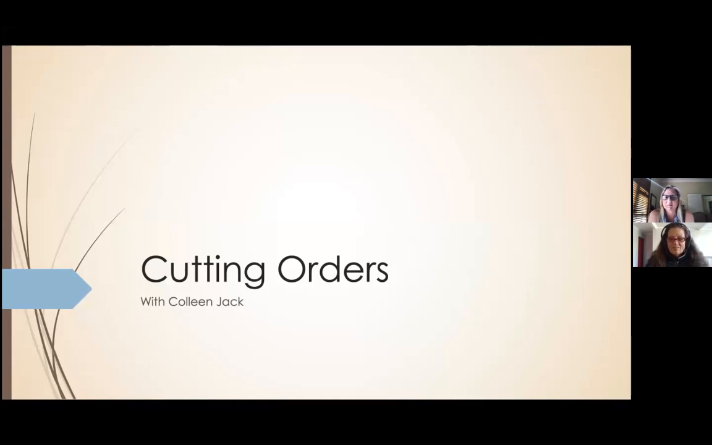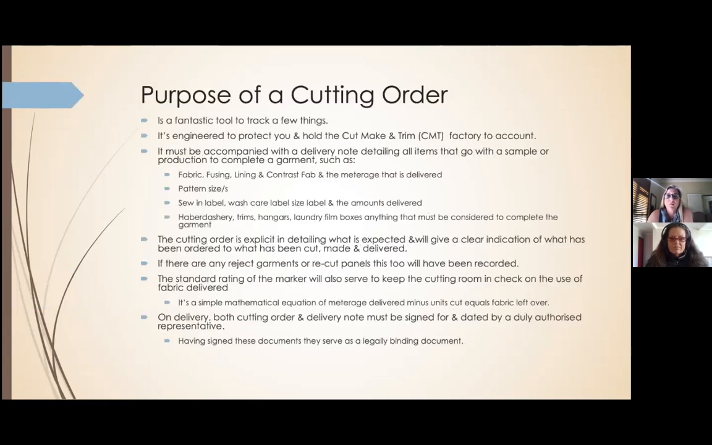Colleen? Perfect. So we have been exploring how to cost garments, and an essential aspect of that is using a cutting order to create the rigor that goes into manufacturing a garment and costing a garment. While we use a cutting order, it tracks a couple of things. It's engineered to protect you and hold the cut, make and trim factory to account. It's also accompanied by a delivery note detailing all the items that go with that production order.